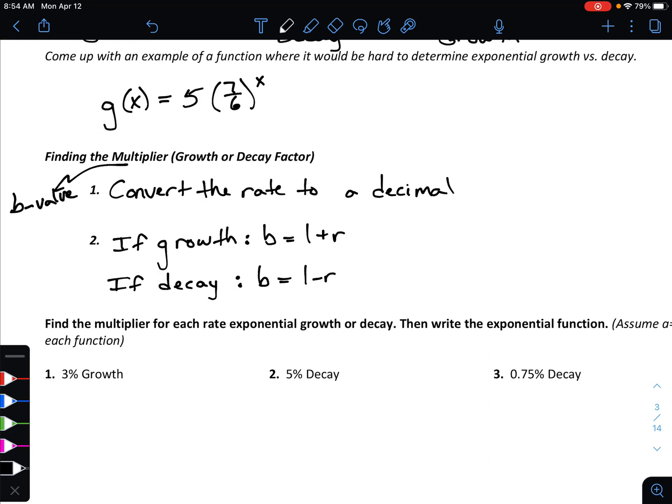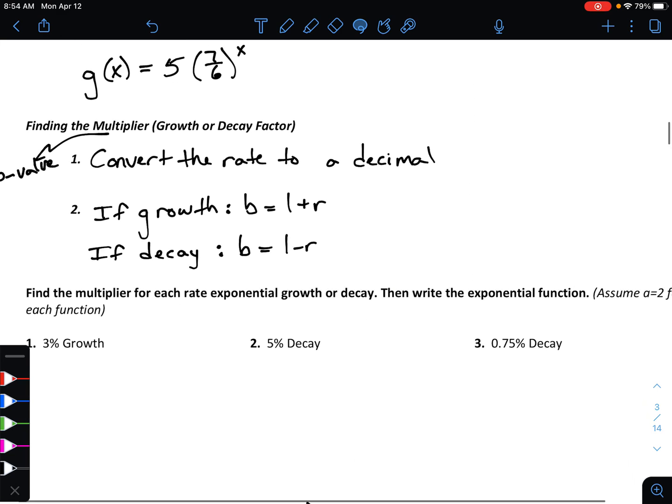Probably the biggest mistake I'll see people make is they'll try to take the rate plus 1, which usually isn't the worst. You can still get the right answer that way. The problem is when you try to take your rate minus 1. That's where you can definitely run into some problems. So make sure to always start with 1 and then either add or subtract the rate from it.